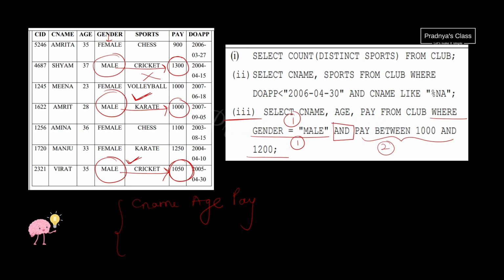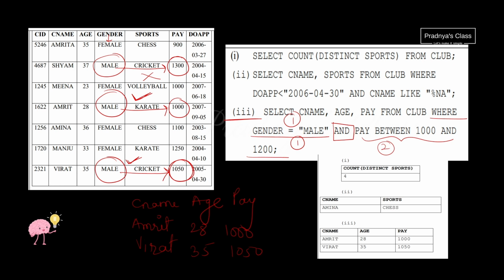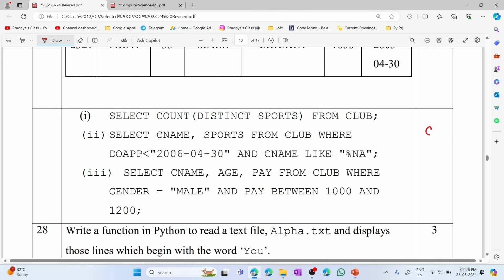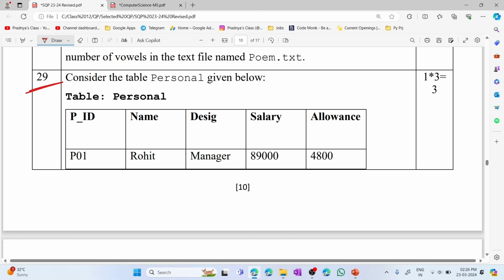So in the output, we need to print the C name for these two records, then age and pay. So the name is Amrit, age is 28 and pay is 1000. Similarly, for the second record, name is Virat, age is 35 and pay is 1050. Look at the output. Congratulations, you are absolutely right. From the section C, we solved one 3-mark question. Yes, there is one more question.